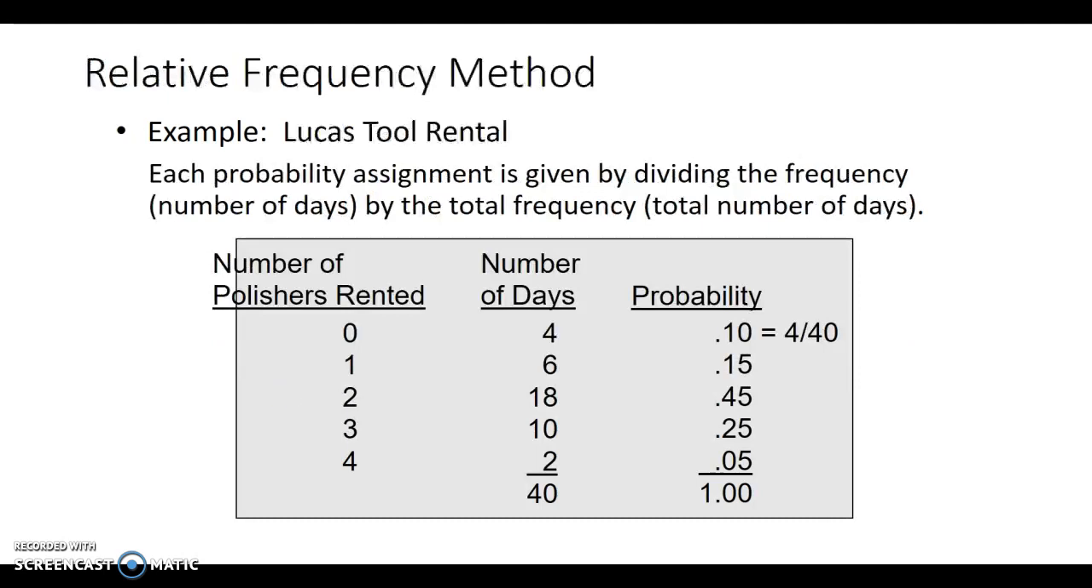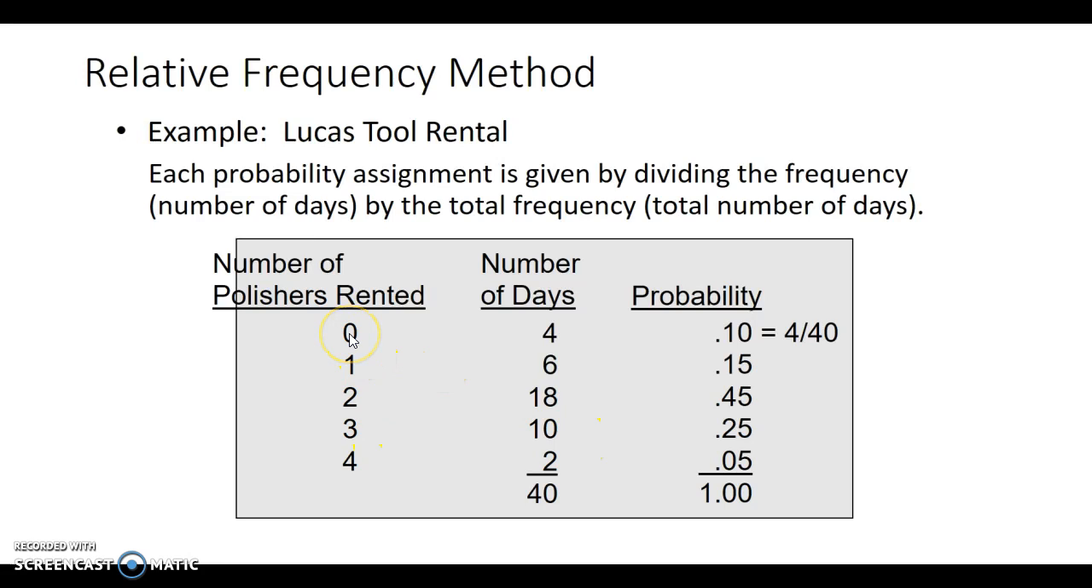Here's the relative frequency method using Lucas tool rental. Each probability assignment is given by dividing the frequency, the number of days, by the total frequency, which is the total number of days. So you can see here, number of polishers rented. 0 polishers were rented on 4 days out of it looks like a 40-day period. 1 polisher was rented in a day on 6 days, and so forth and so on.